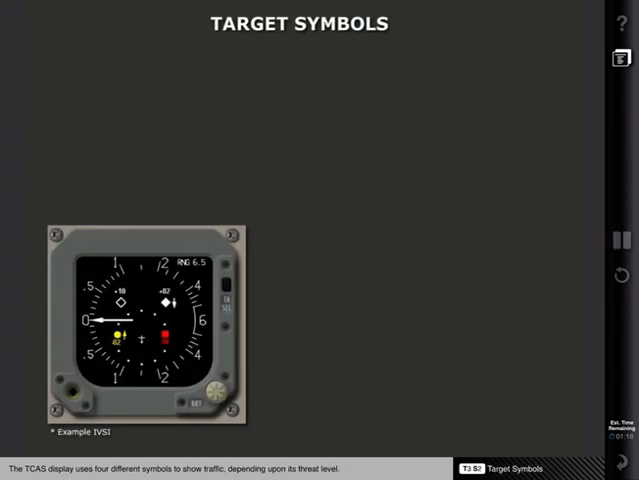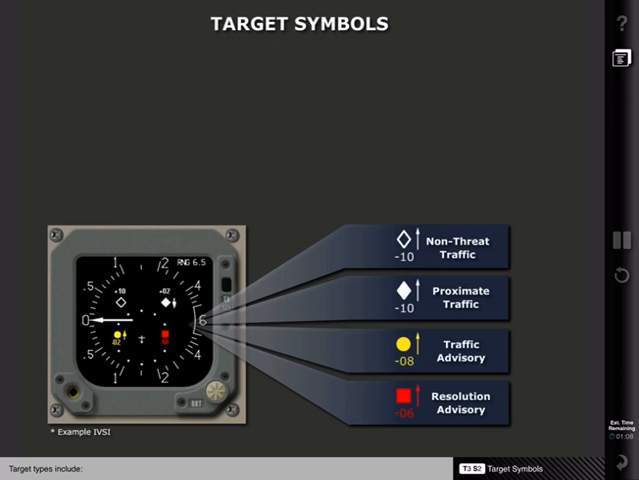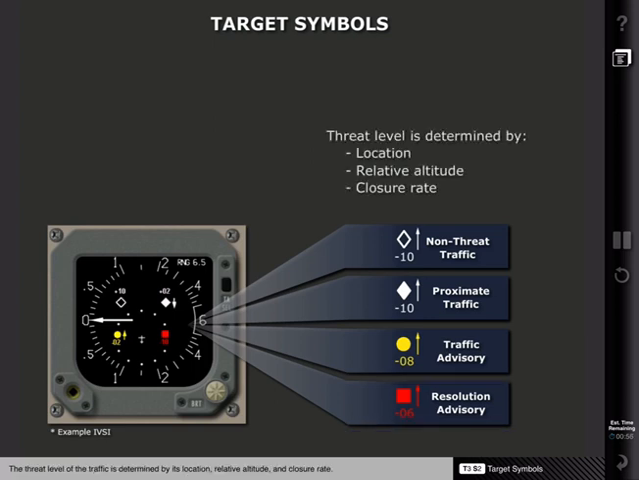The TCAS display uses 4 different symbols to show traffic, depending upon its threat level. Target types include non-threat traffic, proximate traffic, traffic advisory, and resolution advisory. The threat level of the traffic is determined by its location, relative altitude, and closure rate.